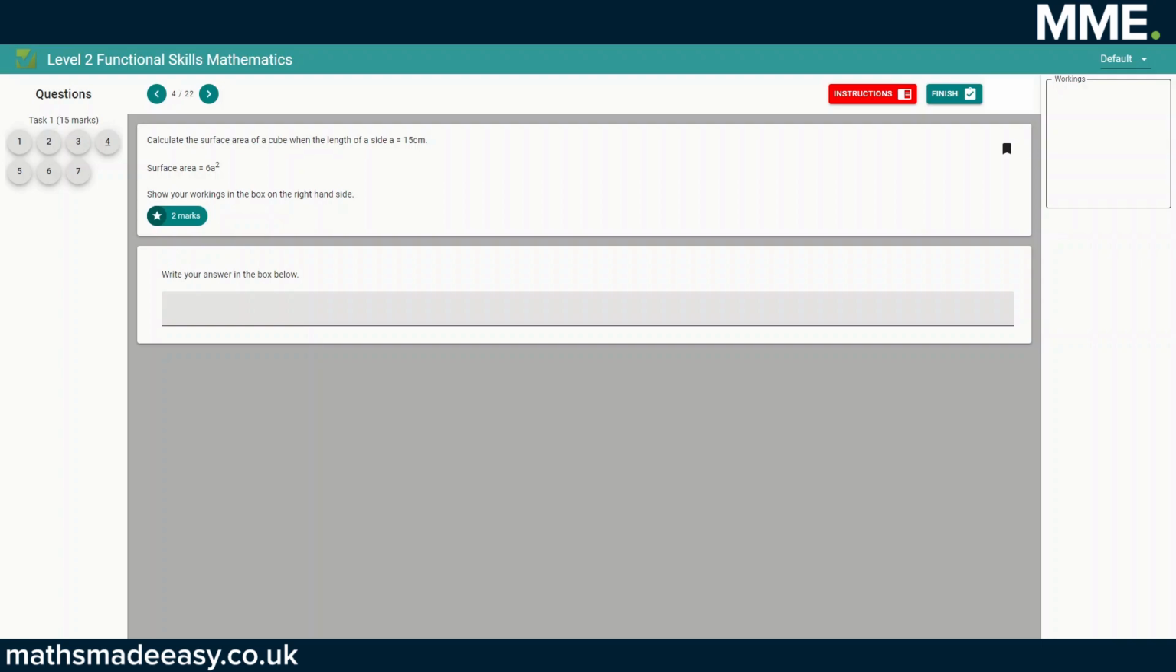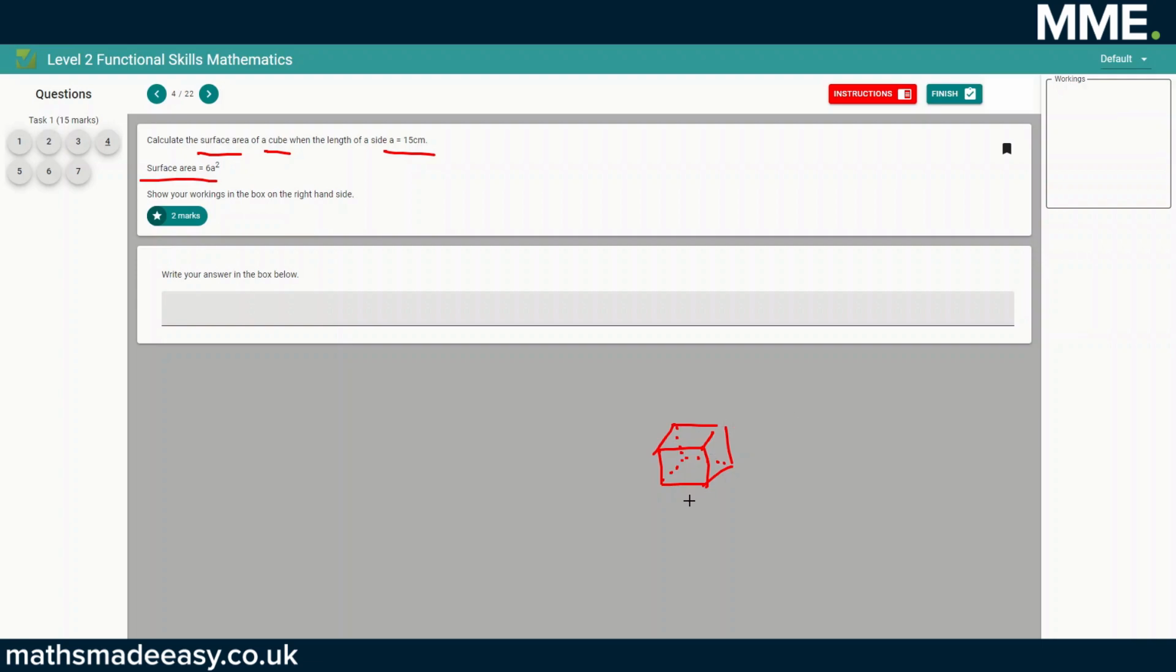Moving on to question 4 now. It asks us to calculate the surface area of a cube when the length of the sides, A, is 15 centimetres. They also give you the formula for the surface area of a cube. With questions like this, it's often helpful to have a little sketch or drawing. So just have a really rough drawing. The cube doesn't have to be that accurate or any good.